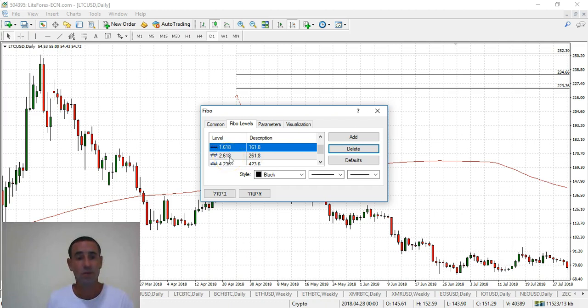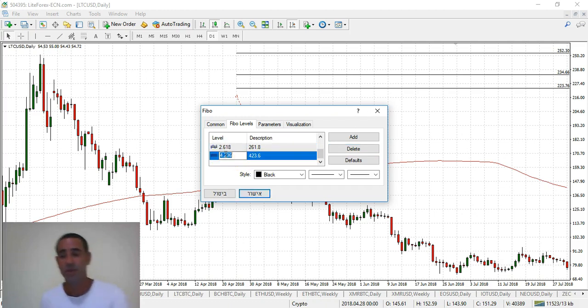We got 2.618. This one I'm changing. You see the default is 4.236. This is too ambitious for a correction level. I actually don't use it. I replace it with 1.236, and it's called 123.6, right? The description is what you call the actual parameter. The level itself is the number, the value you actually put in to get the levels themselves.